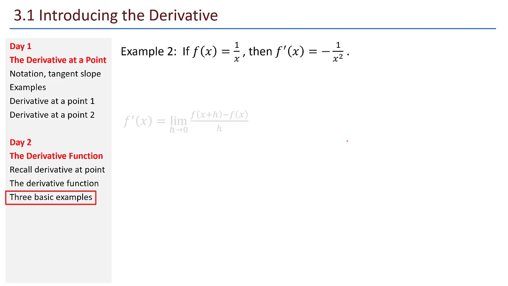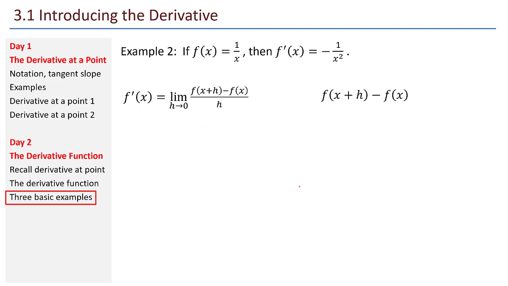Example 2. Let's show that the derivative of 1 over x is negative 1 over x squared. So f of x is 1 over x. F prime of x is defined this way. Let's take out that numerator and we'll start simplifying the numerator. F of x plus h is 1 over x plus h. F of x is 1 over x. I need a common denominator, and the common denominator of x times x plus h works.